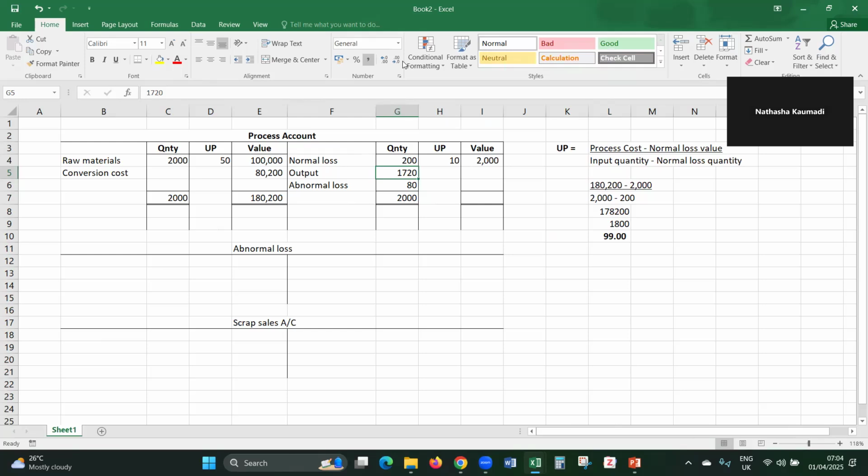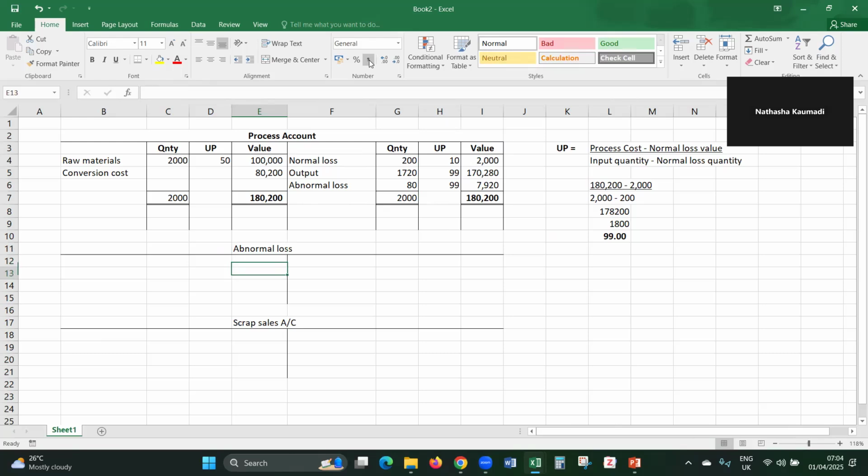So I'm putting that unit price to output 99, abnormal losses 99. So we'll multiply and see. When you multiply 1,720 by 99, you have this value. Abnormal losses 80 multiplied by 99, you have 7,920. I'm taking the total. As you can see, the total is tallying, debit and the credit sides, 180,200. So this is how you prepare the process account.